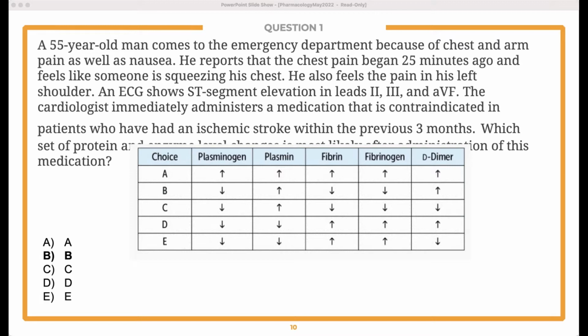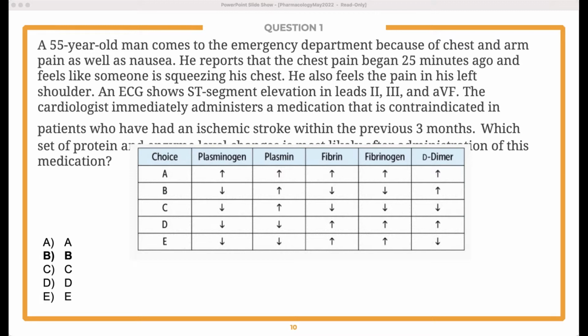Because of that, we can eliminate answer choices D and E. Well, what else does plasmin do? Plasmin acts on fibrin and fibrinogen to degrade them. So if plasmin is degrading those, levels of fibrin and fibrinogen must go down, right? So they must go down. Now you can eliminate answer choice A. So now you're left with answer choices B and C, because those are the only 2 choices where plasmin goes up and fibrin and fibrinogen both go down.